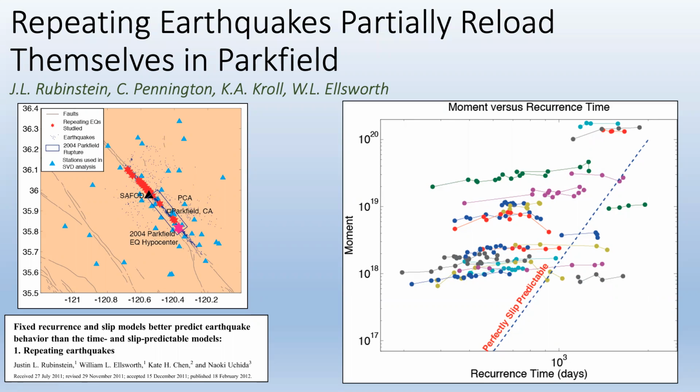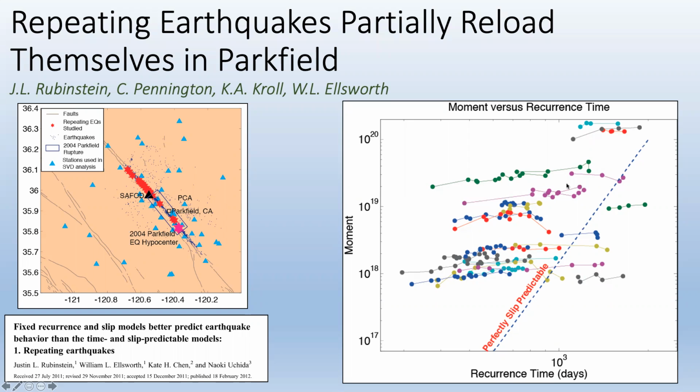And what we're doing here is trying to understand some repeating earthquake observations that we made a number of years ago. And those observations were that we saw a slip predictable sense scaling. And so what we're looking at is a number of different repeating earthquake sequences with moment plotted as a function of recurrence time, or the amount of time since the previous earthquake.